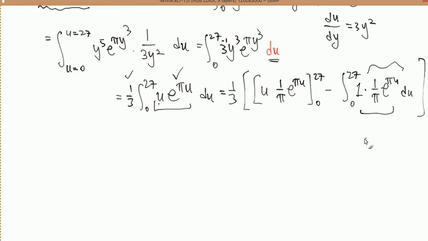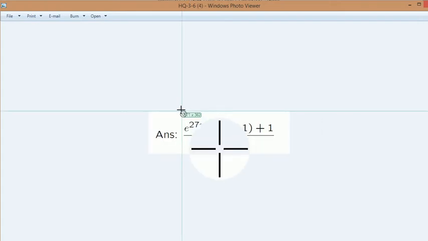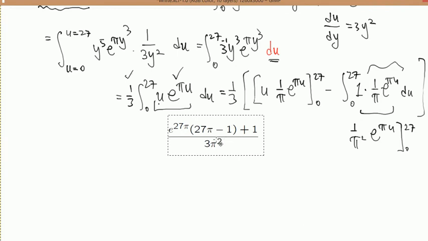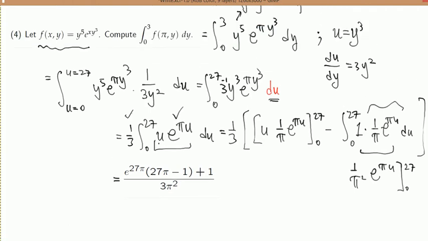All right, so it's easy. What is the antiderivative of this one? 1 over pi squared, maybe, right? E to the pi u, fair enough. And evaluate from 0 to 27. So if you combine all that, you get this answer. And that's why there's 27, right? That's the answer. Fair enough? Okay. Any question?